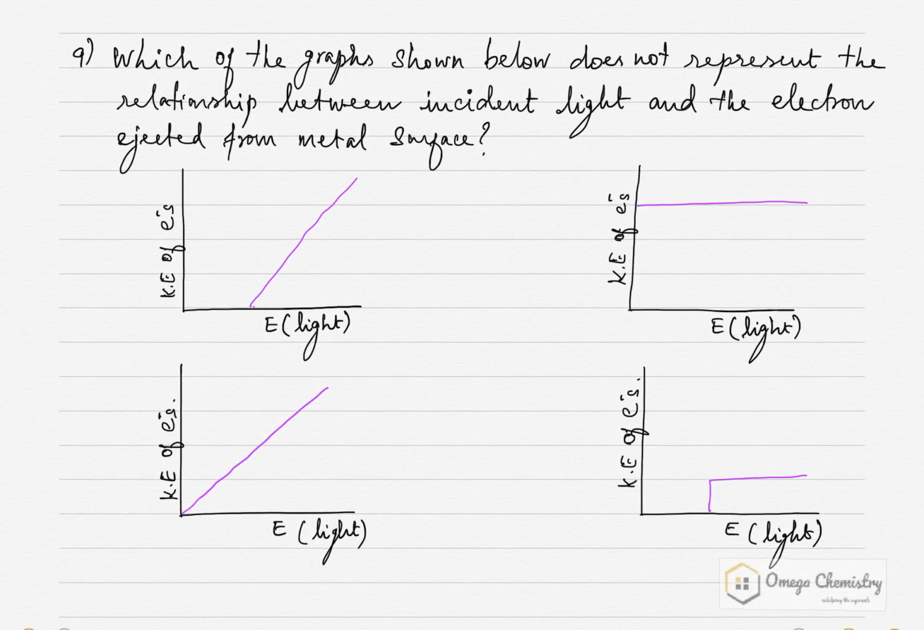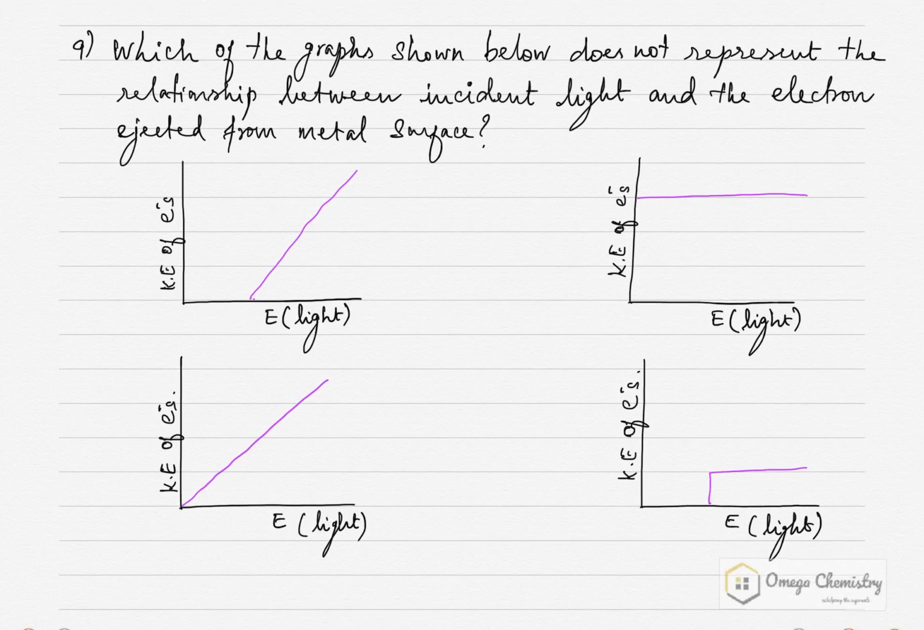Which of the graphs shown below doesn't represent a relationship between incident light and the electron ejected from the metal surface? I know that h nu is equal to h nu naught, which is nothing but the work function, plus the kinetic energy of electrons, right? So the kinetic energy of electrons is directly proportional to the intensity of light, which means they will vary directly. So this graph is right. The third graph is the right answer.